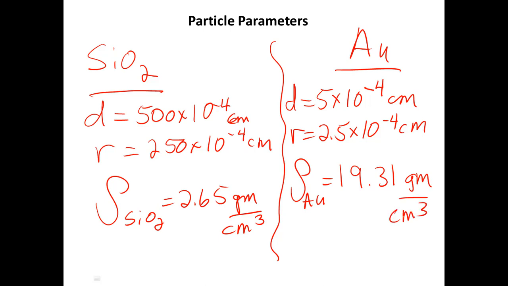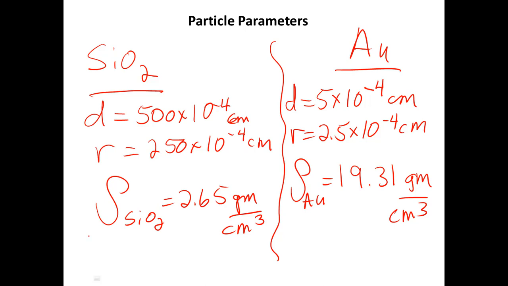There is a very large difference in density between the two particles, and we'll see that both the diameter difference and the density difference will dramatically influence the settling velocity of these two particles. The gold particle is smaller, but has a higher density. The diameter of quartz is much larger, but with a lower density.